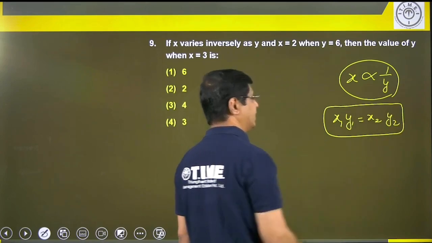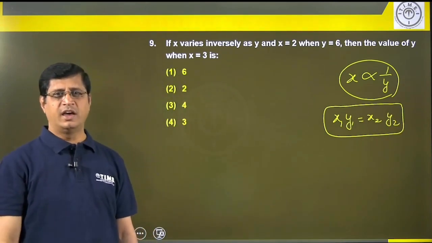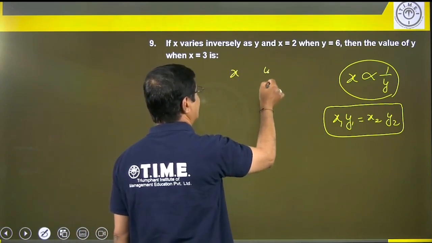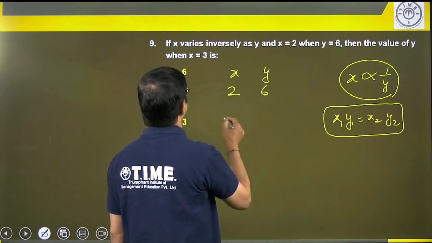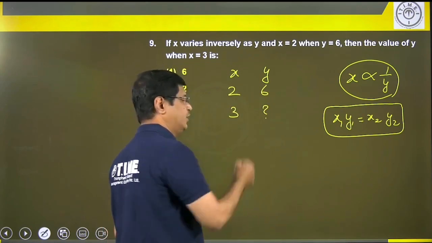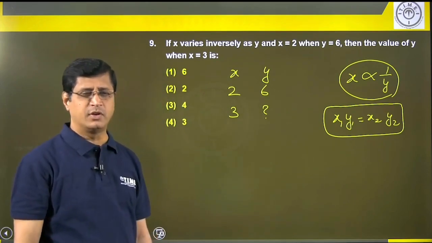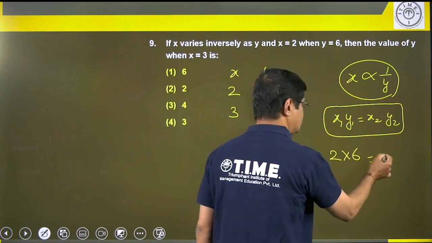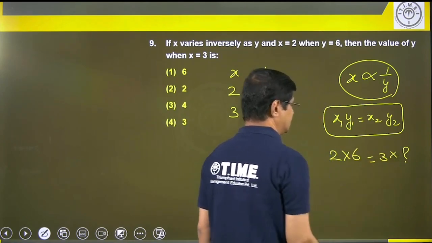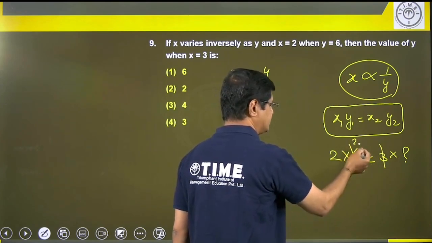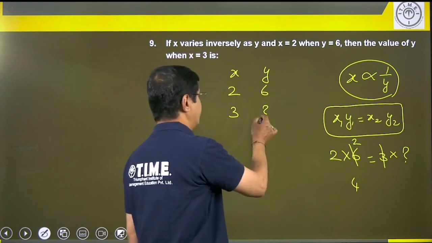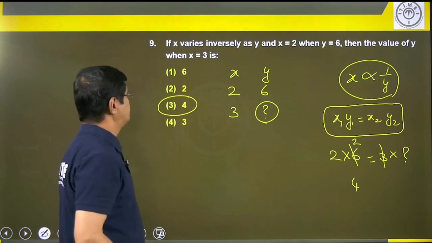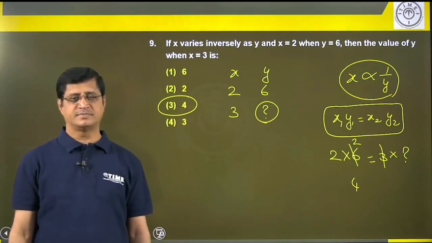When the variables X and Y are inversely proportional, we get a formula X1 Y1 is equal to X2 Y2. Now the values of X and Y are given. 2 and 6, 3 and question mark, Y to be found. Substitute, simplify, it will give the value of Y. Now 2 into 6 is equal to 3 into question mark. Simplify, 3 goes exactly 2 times in 6. 2 into 2 is equal to 4. The value of Y is equal to 4. Answer choice option 3. Third choice is the right answer.